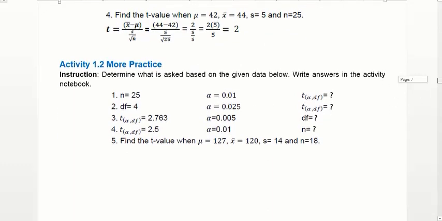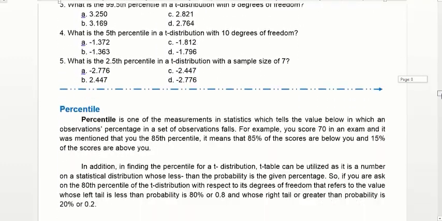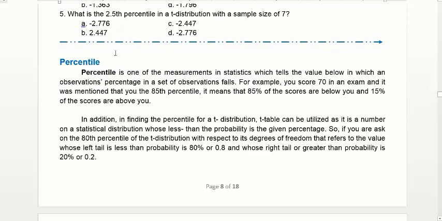Next, we go to lesson 2 right away: identifying percentiles using the t-distribution. If I'm not mistaken, somewhere in module 2, lesson 3, I mentioned the percentile, the percentile rank. For example, if you are at the 85th percentile, it means 85% of the group is lower than you, and 15% of the entire group is higher than you. That's all a percentile means.